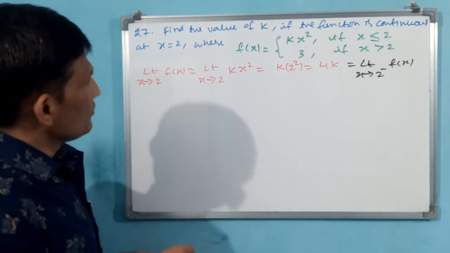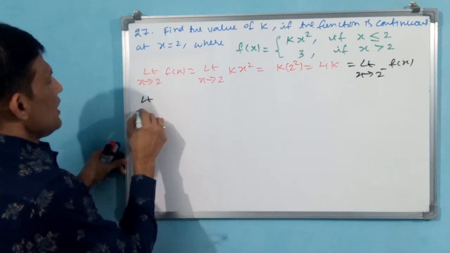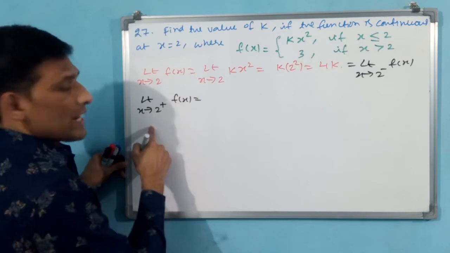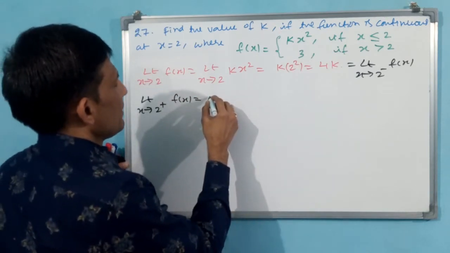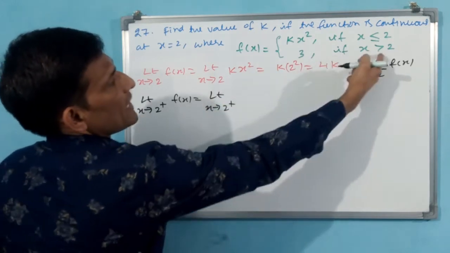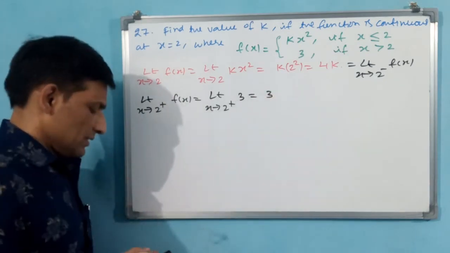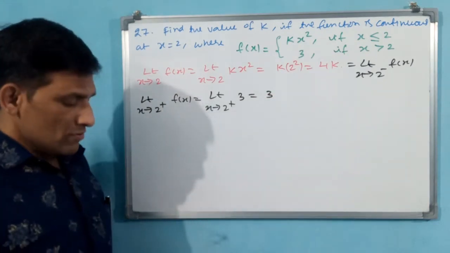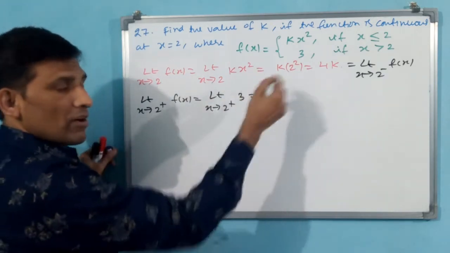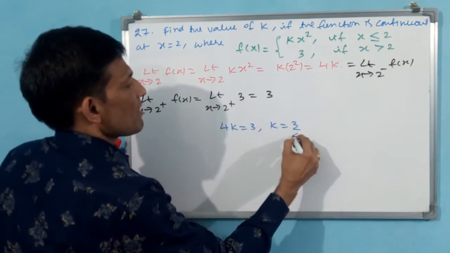That means what you are going to do? You are going to write like this, you see, for greater than 2. Limit x tends to 2 plus f of x is equal to greater than 2, right hand limit. Limit x tends to 2 plus, greater than 2 means 3. Now limit of a constant function is 3. What you are going to do now? You are going to equate both. 4k is equal to 3. Okay, because all are equal. 4k is equal to 3, comma k is equal to 3 by 4.